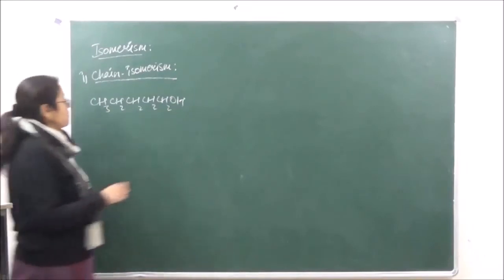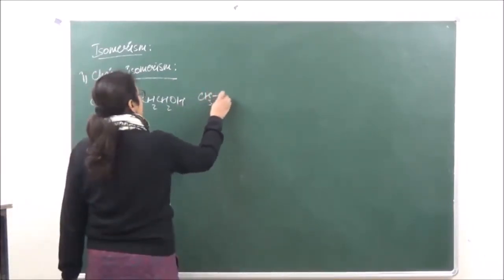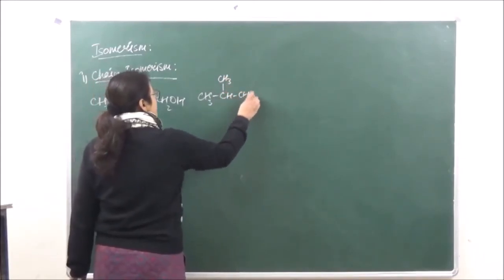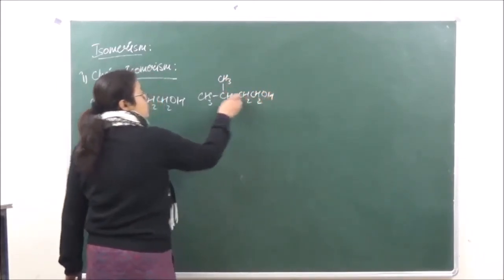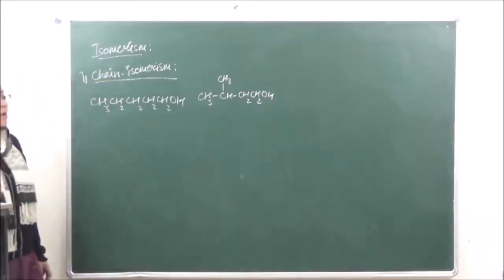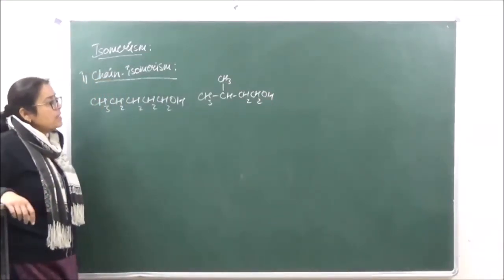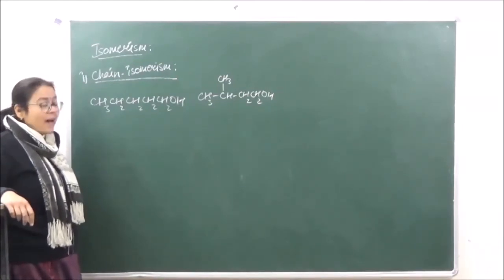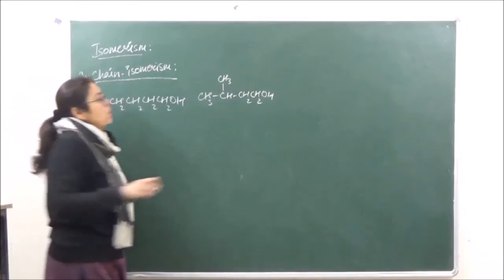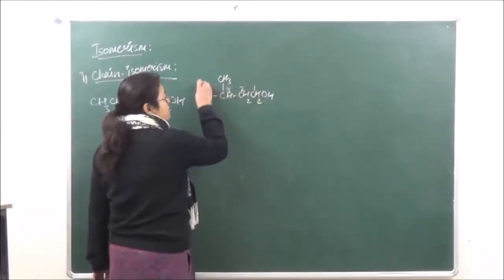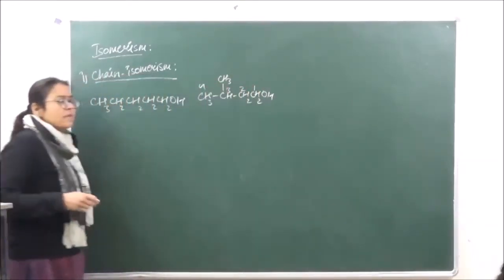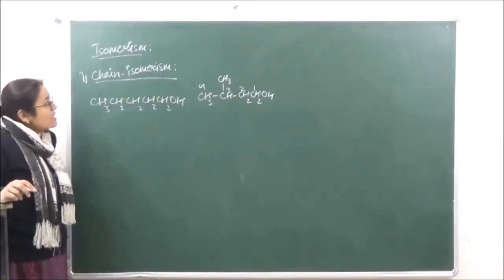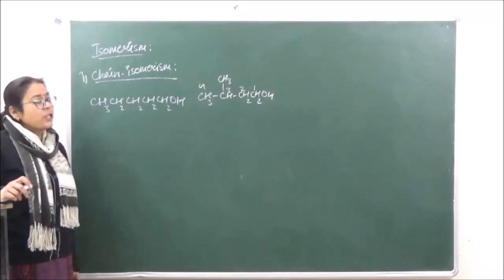Now if the chain is different, it means we have CH3, CH(CH3), CH2, CH2OH. So you can see over here that the chain has a branch now, or branching has been done over here. So what is going to be the name of this? It is going to be 3-methyl-butanol. Because if you're numbering it from here, at the third position there is a methyl group. So this is known as 3-methyl-butanol. Now as the chain is different, therefore this comes under chain isomerism.